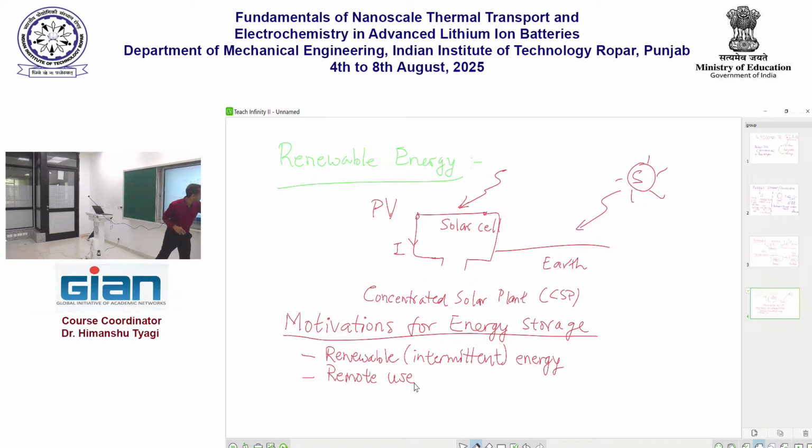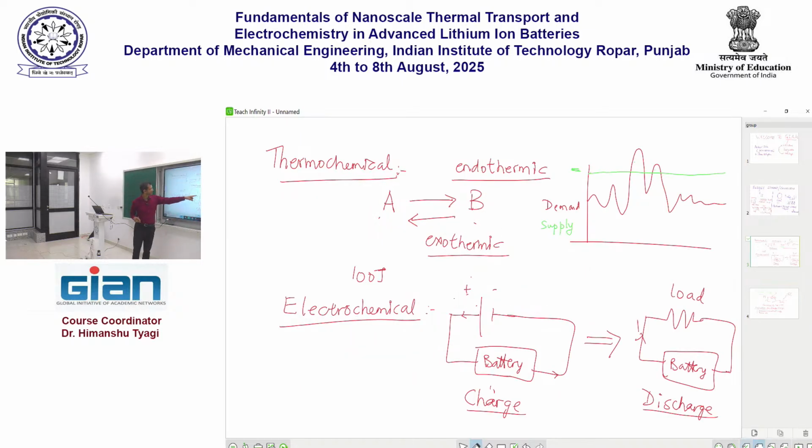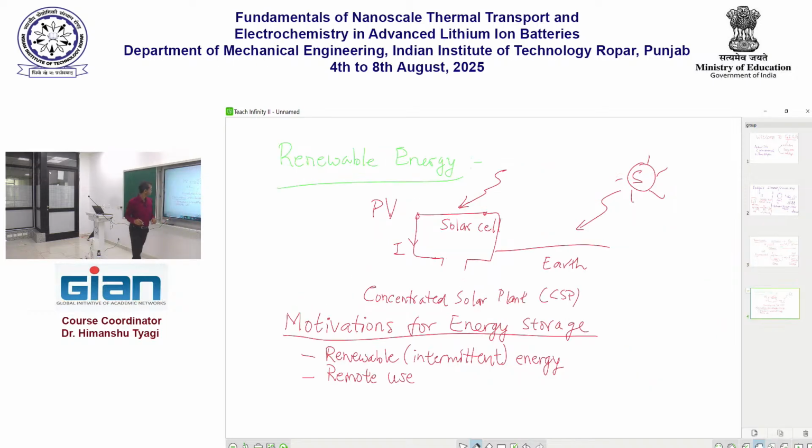If I go back one slide before, you see when I go back to my room and I have access to an electrical outlet, I use that electrical outlet to charge my battery, my cell phone, right? And then as I am going out and about, that battery is available to me to run my cell phone, right? So it makes it very convenient for me. That's another motivation for energy storage. And in remote use, I would like to say including space.